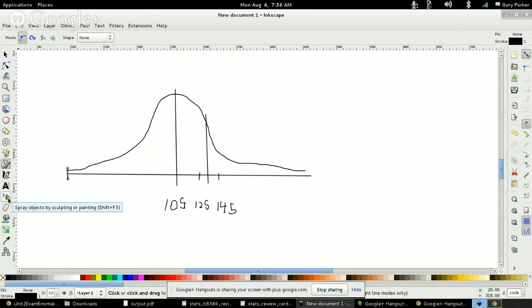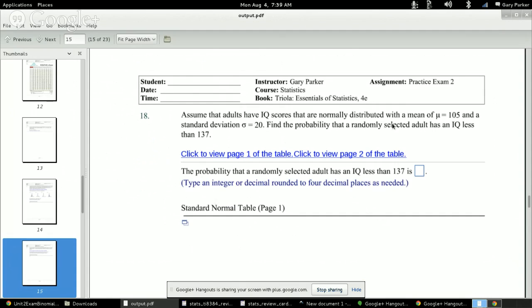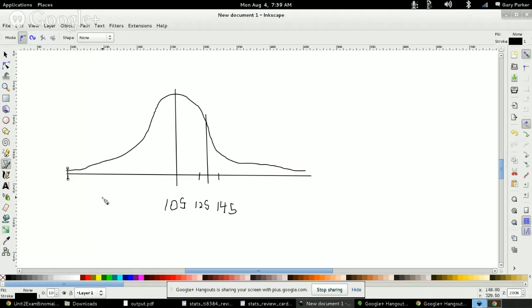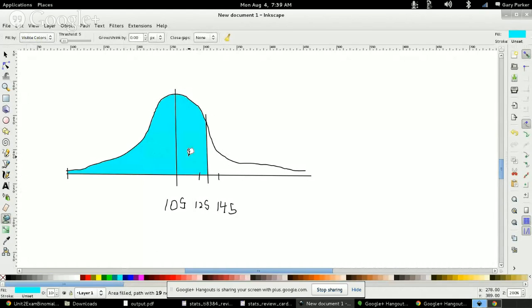Alright, so the area I want is the probability that a randomly selected adult has an IQ of less than 137. Let me double check I read that right. Yep. So my area is, oops, I'm filling with white. Let's pick a different color. How about light blue? There we go. So here's where I believe 137 is. Let's draw that in. 137.